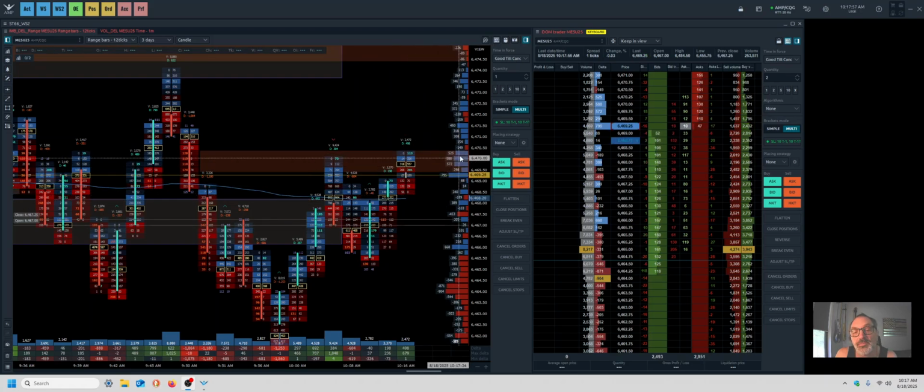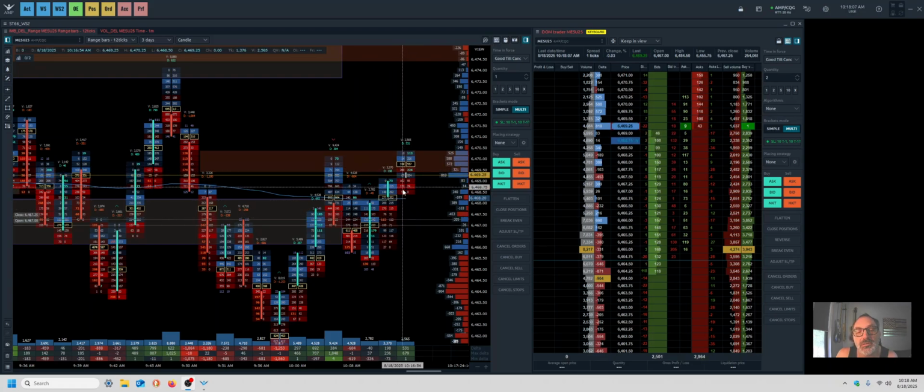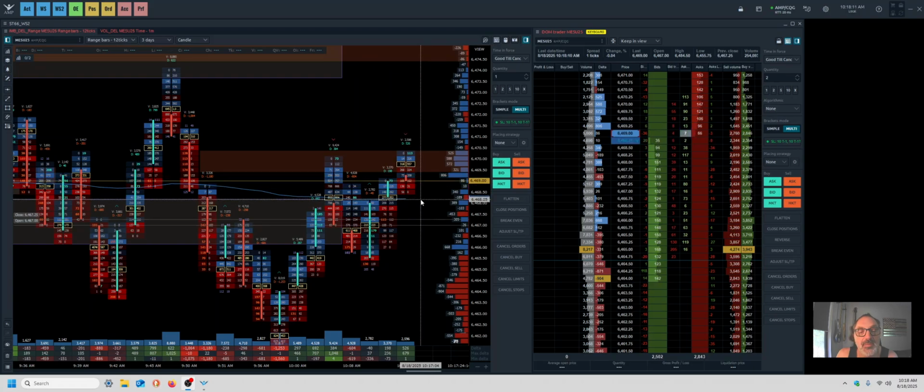All right, got a lot of support here. All right, we don't know if there's a hidden seller in here, but all I know is they're not buying anymore. They may buy now. We'll see. That would be the logical place to take the short, maybe below the VWAP here. All right, then we could come right back down.